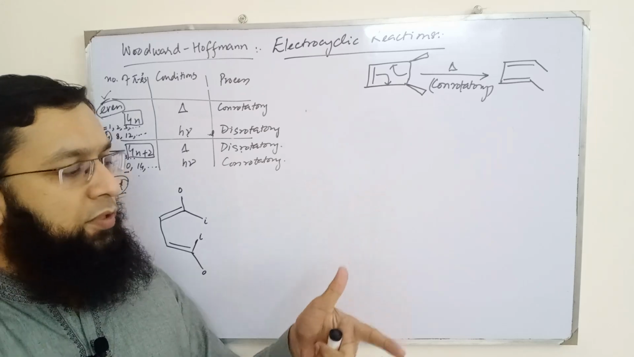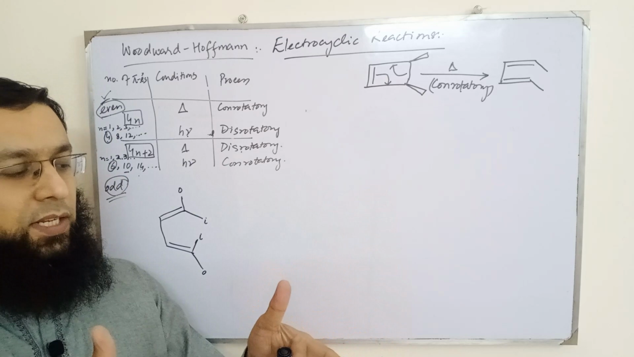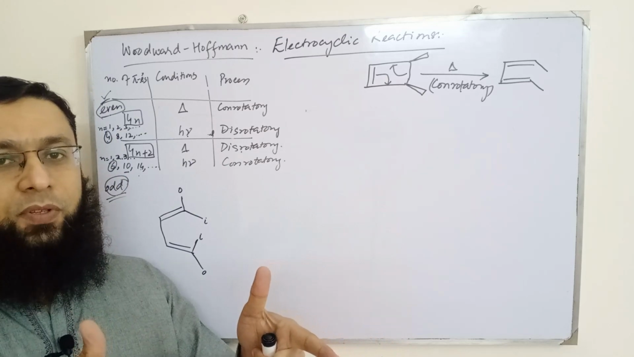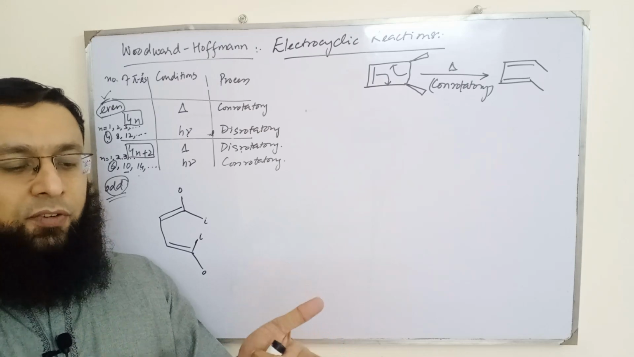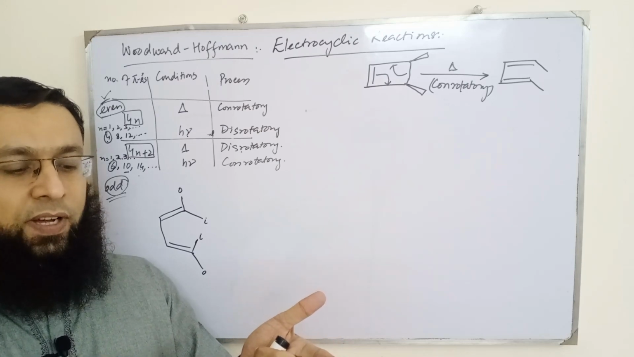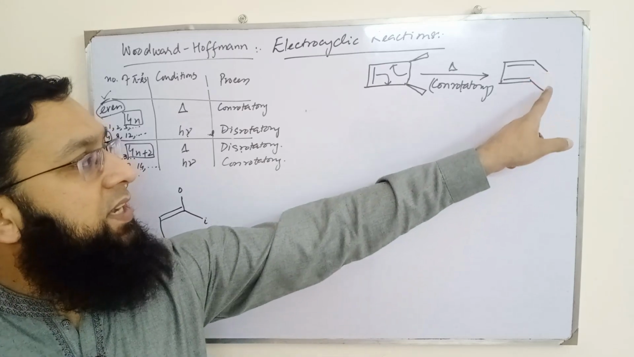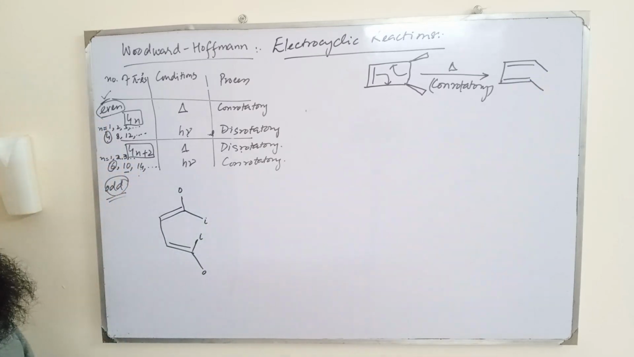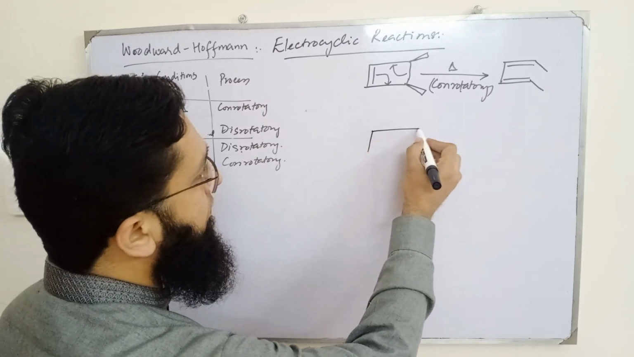We have a molecule with the methyl groups pointing above the plane. So both the methyl groups are above the plane, and when the process is conrotatory, both would rotate in the same direction. For example, like this one, so one is inside and one is outside. This one is inside and one is outside. So I hope this is clear to you. Now we see another example.